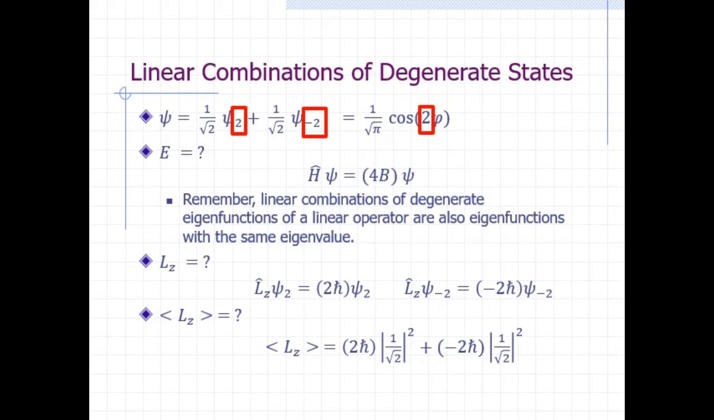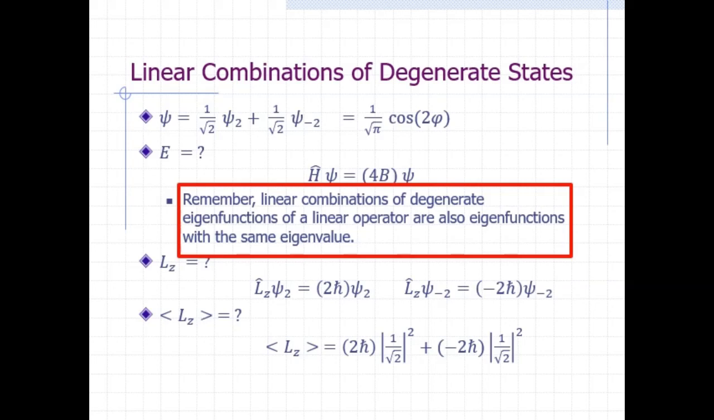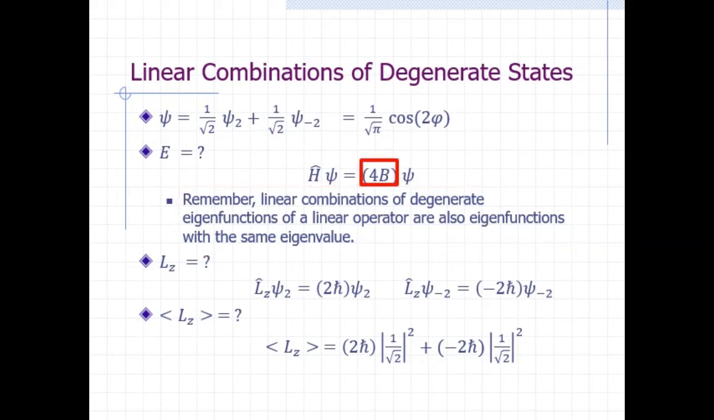Do we expect the wave function to have a well-defined energy? The answer is yes. Since the wave functions for m sub L +2 and -2 are degenerate eigenfunctions of the Hamiltonian operator, any linear combination of the two wave functions will also be an eigenfunction with the same eigenvalue. In this case, the energy, the eigenvalue for the Hamiltonian operator, will be 4 times the rotational constant b.